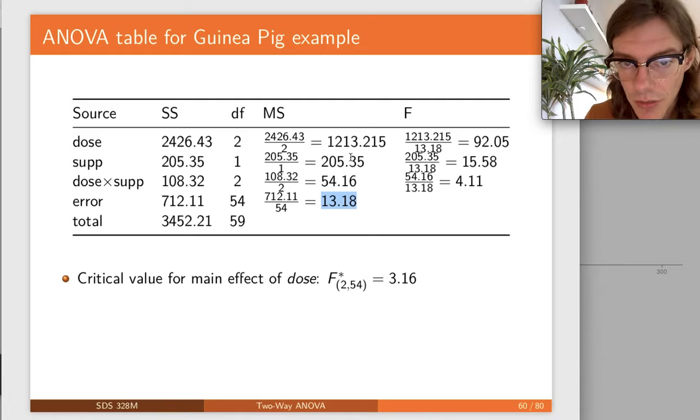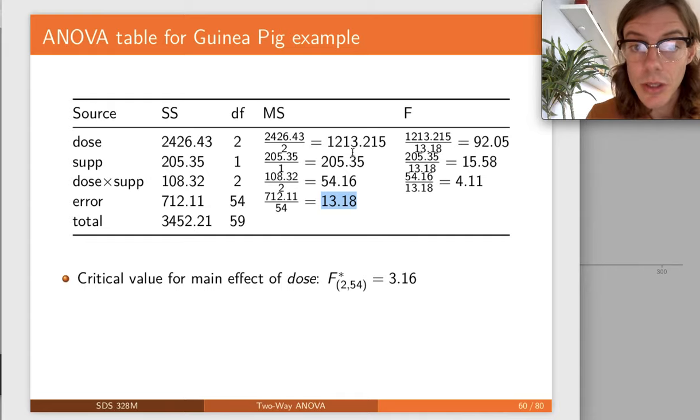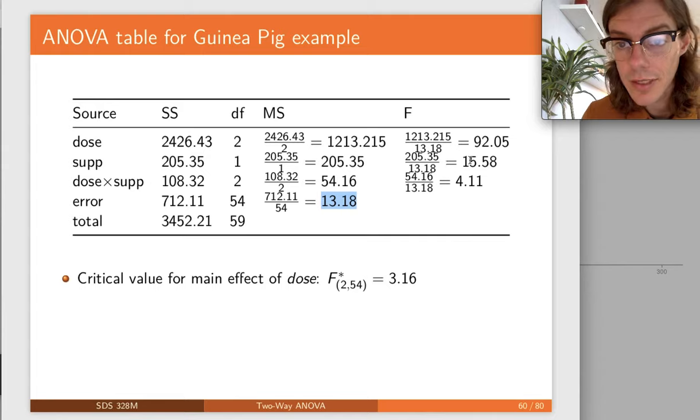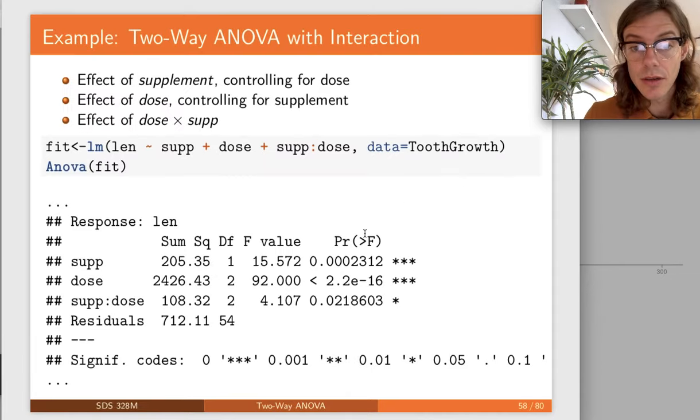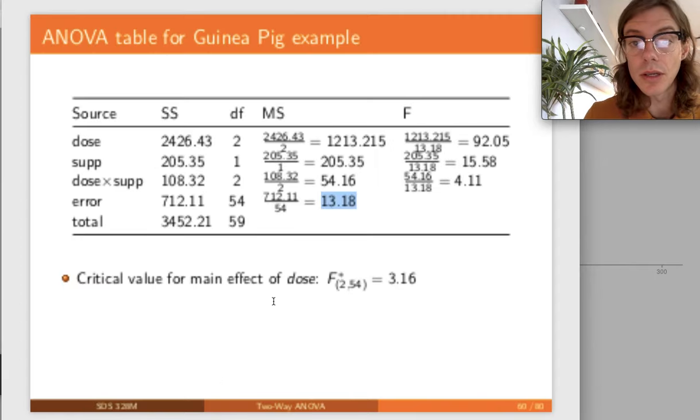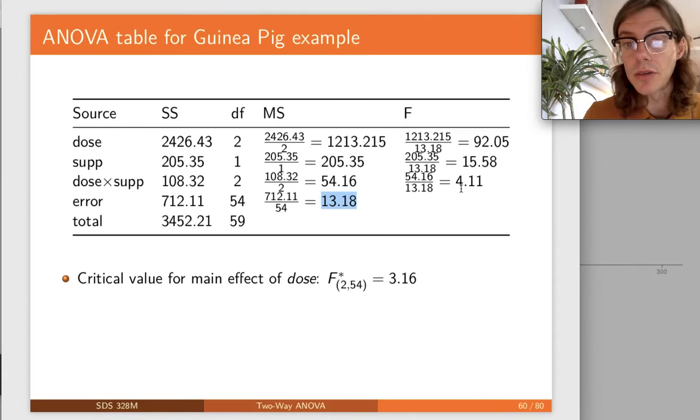Take the ratio of each of your numerator mean squares, so the dose, the supplement type, the interaction, over the error to get your F statistic. So just divide each mean square by the mean square error. Cool. There's our F statistics, and those are the same ones from this ANOVA table, right? 15 point whatever, 92, 4.1, right?